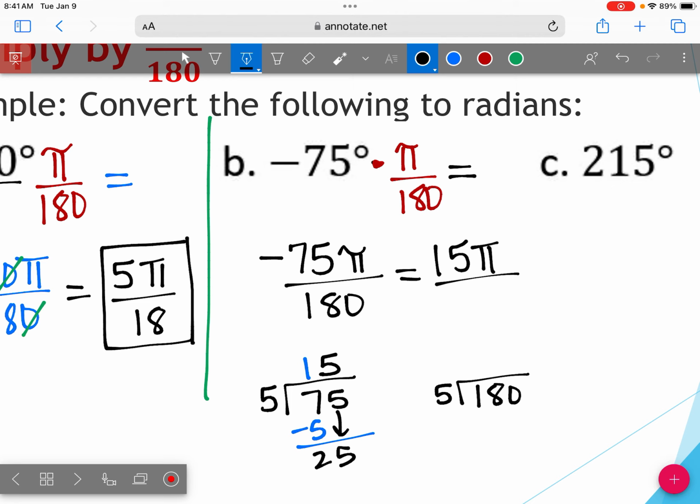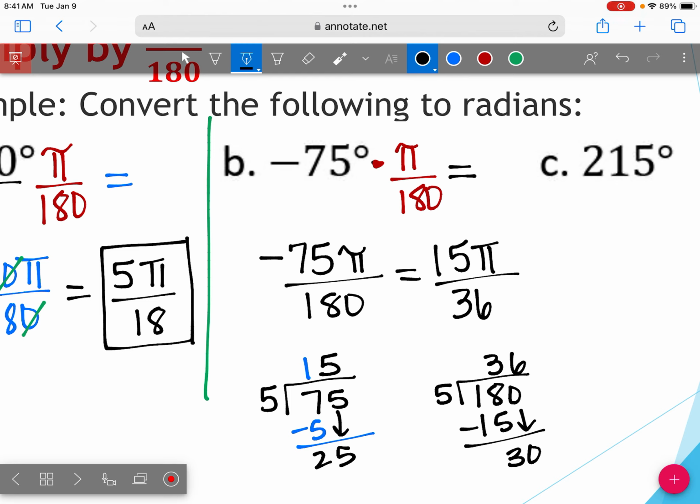So 5 can't go into 1. So now we say, well, how many times can 5 go into 18? 3 times. 3 times 5 is 15. Then 30, 5 goes into 36 times, and we don't have a remainder. Okay, so we're getting closer, but now we can go down again, because this time we can divide it again. What factor can I divide into 15 and 36? 3. So do it again.